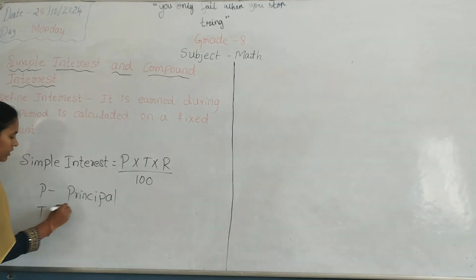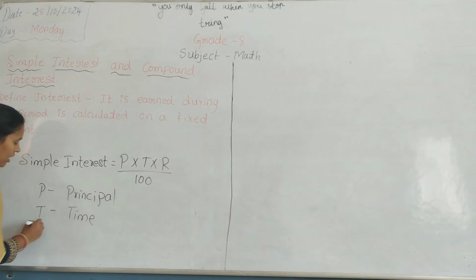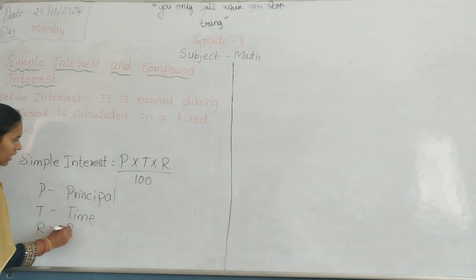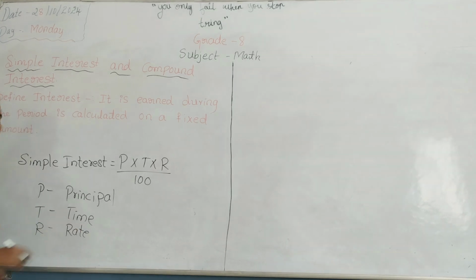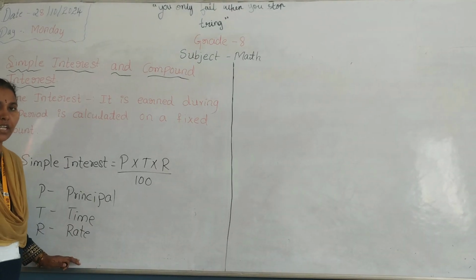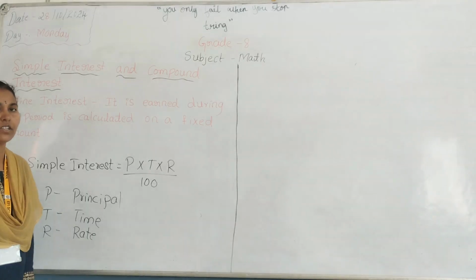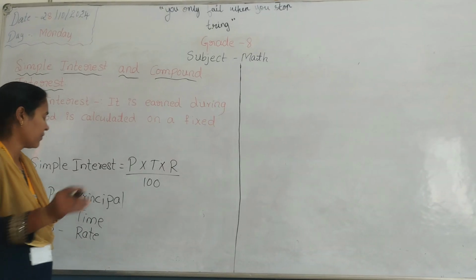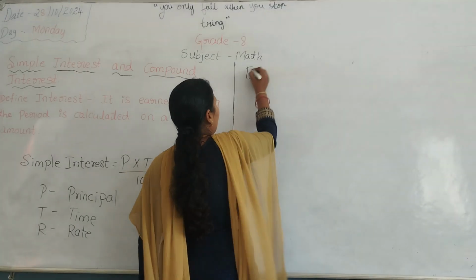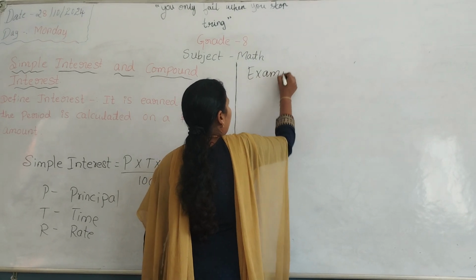T means time, children, R means rate. Rate means they will give us a percentage, this many percent, 2%, 5%, as interest for the amount, children. Now, I will take one example for you, children.